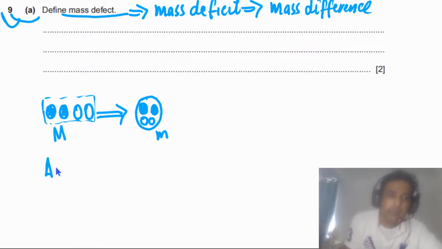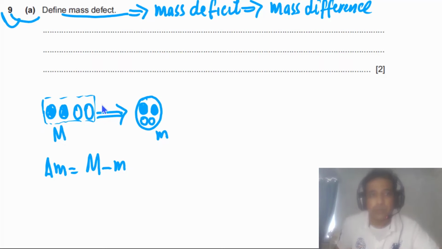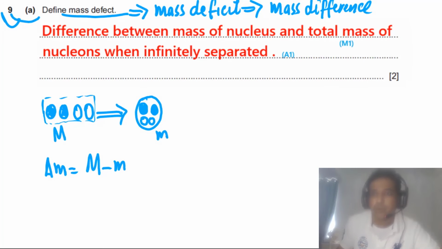Mass defect simply means delta M. This will be equal to capital M minus small m. It means the total mass of the nucleons minus the mass of the nucleus. So this is what you need to understand to answer this question. Let me show you the answer, how you can write down your proper answer.